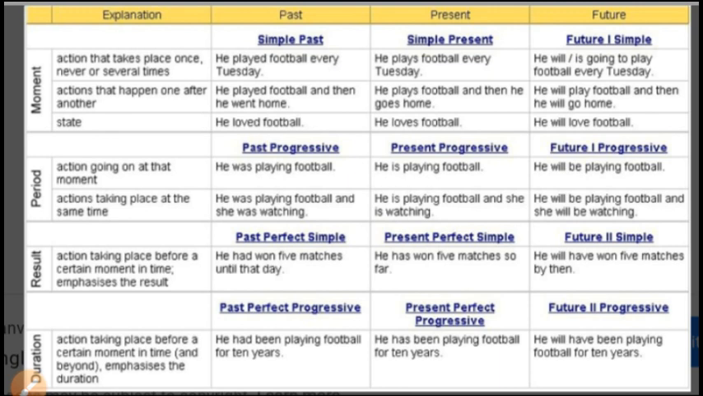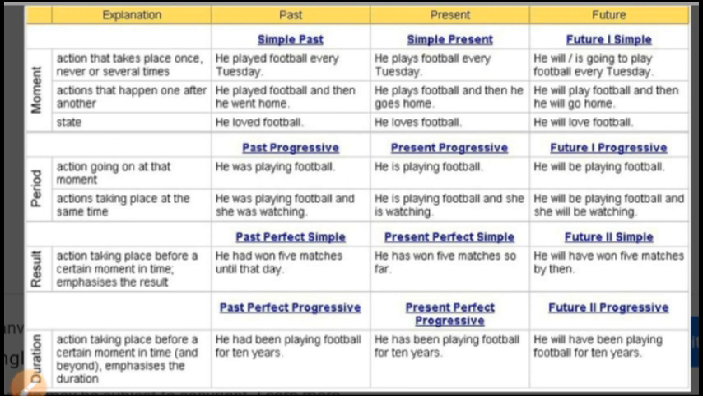Now continuous tense forms, they tell us about period. Example, action going on at that moment. He was playing football, he is playing football, he will be playing football. It also tells us about actions taking place at the same time. Example, he was playing football and she was watching. He is playing football and she is watching. He will be playing football and she will be watching.